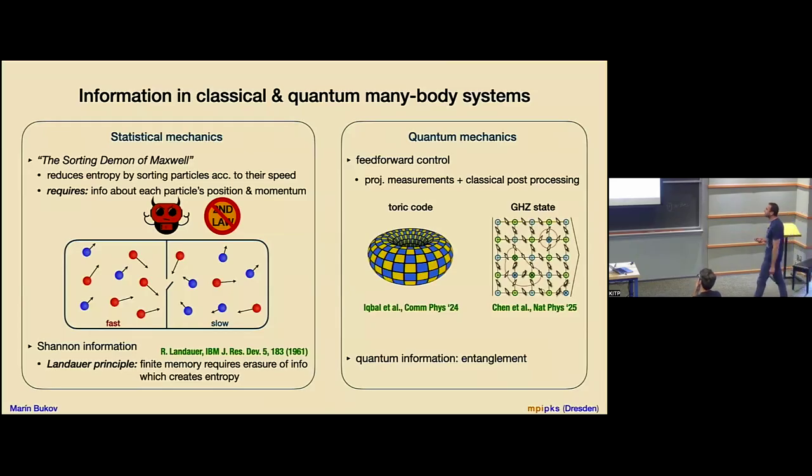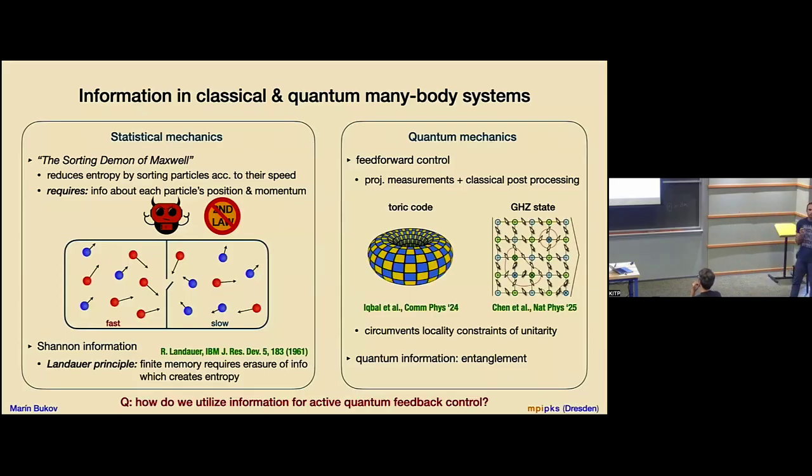And so one example, or two examples that were mentioned, I think, in a couple of talks already, is that by doing this, one can essentially prepare long-range entangled states, such as the ground state of the toric code or the GHZ state. And this is possible because this classical post-processing essentially allows us to circumvent the locality constraints that are native to unitarity. All right, so the question that I want to pose for today's talk is how can we utilize information for active feedback quantum control?